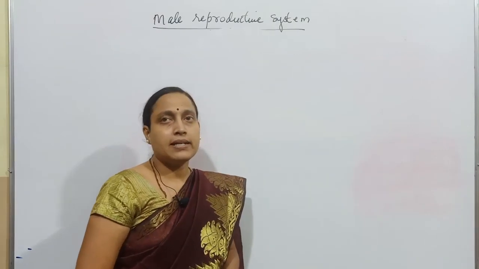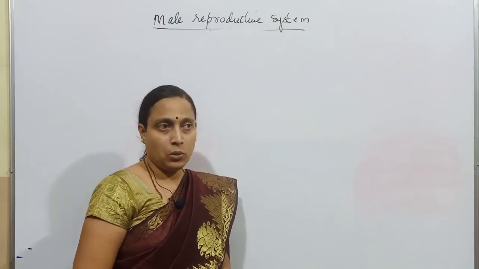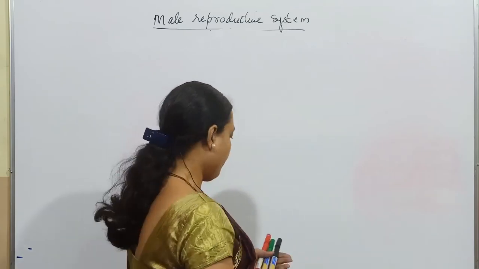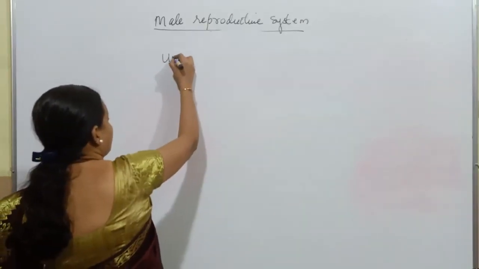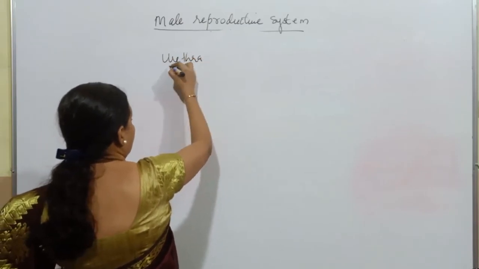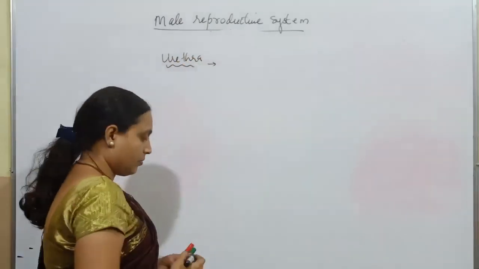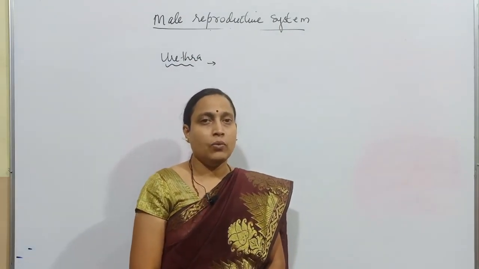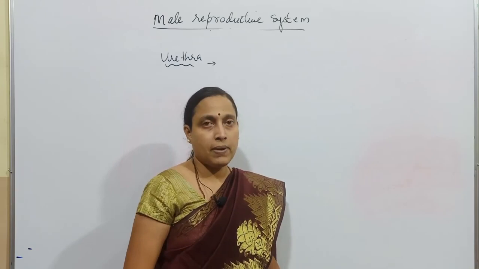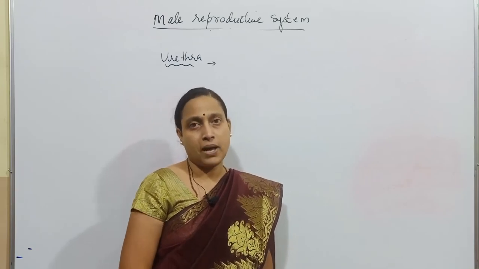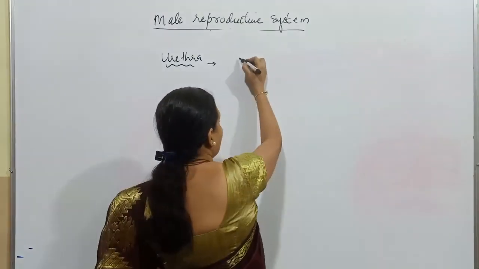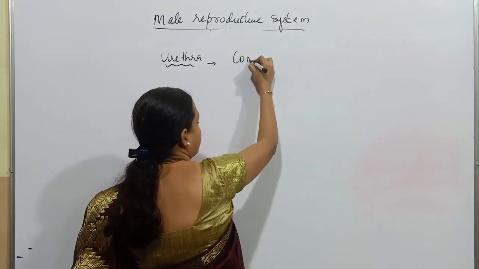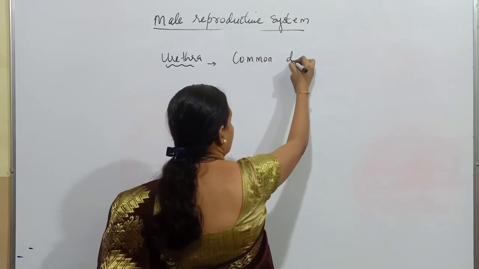I have completed the ejaculatory duct, and now I am explaining about the urethra. Now the urethra is a common passage where both urine and semen can pass. So it is a urinogenital duct. It's a common duct, or you can say urinogenital duct.